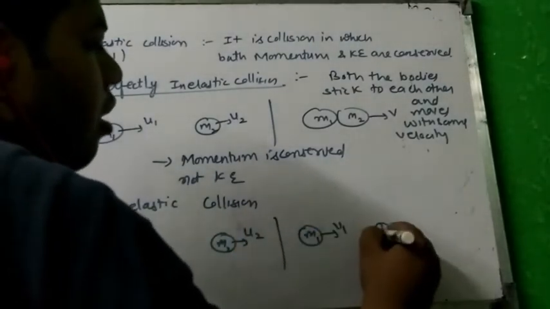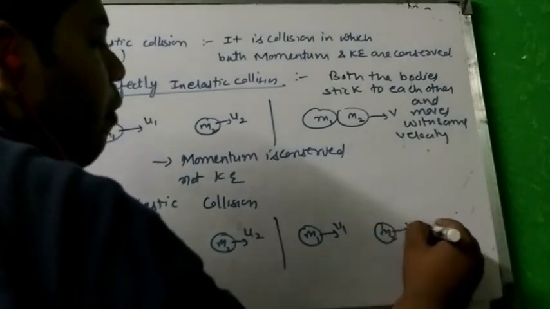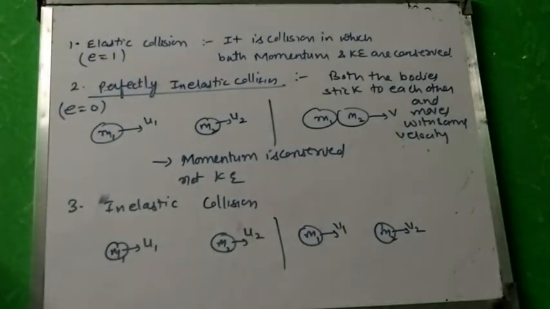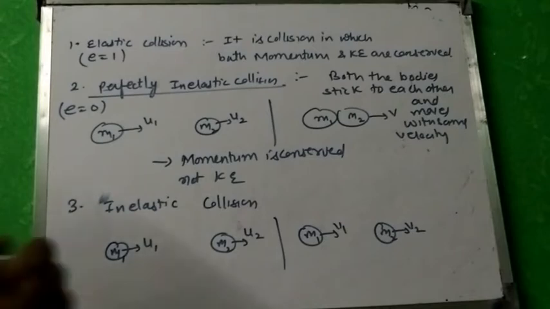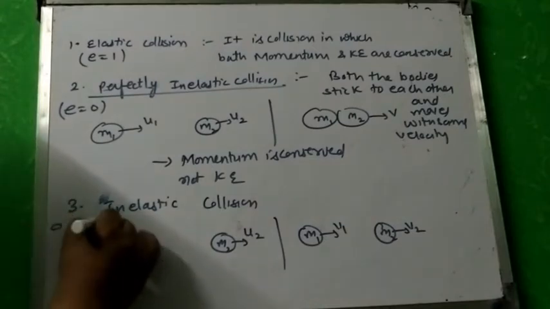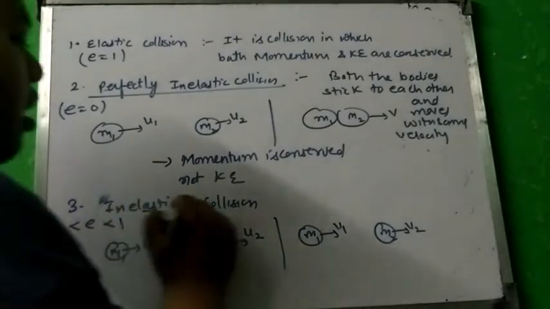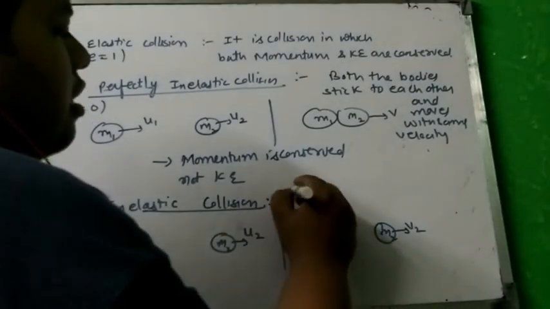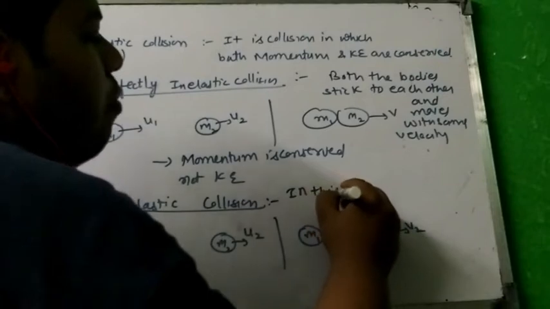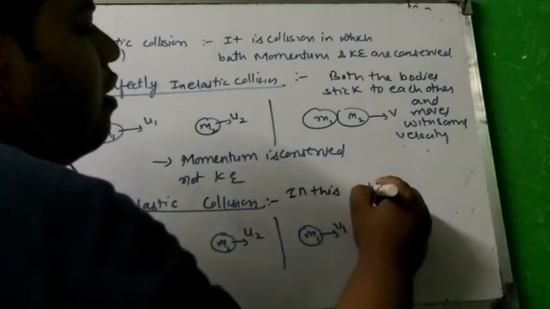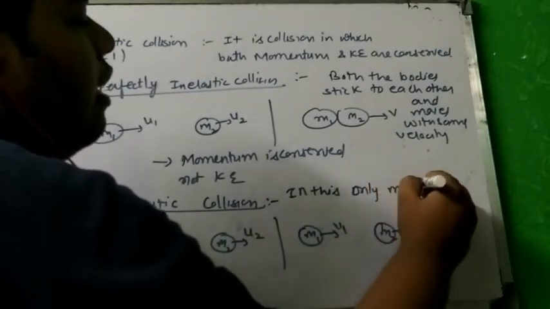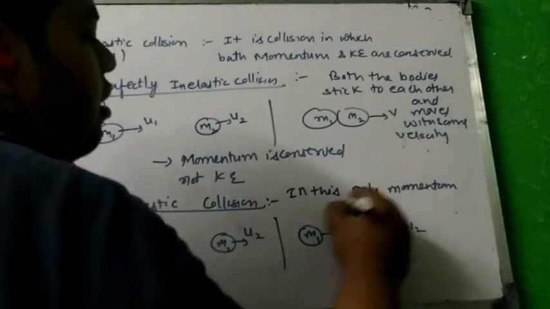m1 v1, m2 v2. इसे बॉडीज का आपस में स्टिक करना जरूरी नहीं है. In such a condition E always lies between 0 and 1. This is a practically possible case. 100% elastic and 100% perfectly inelastic collisions are not possible. So in this only momentum is conserved. Collision in which only momentum is conserved, not kinetic energy.